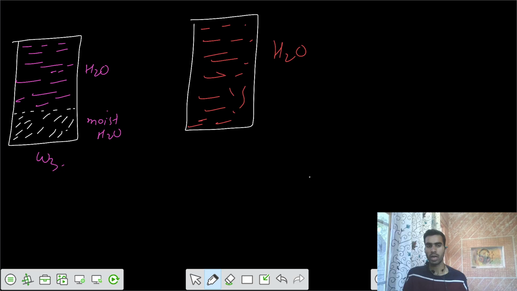That means we have to remove all the soil from the inside, and then place only water inside. So we can say this is W4, that is the weight of water and weight of pycnometer, W4.